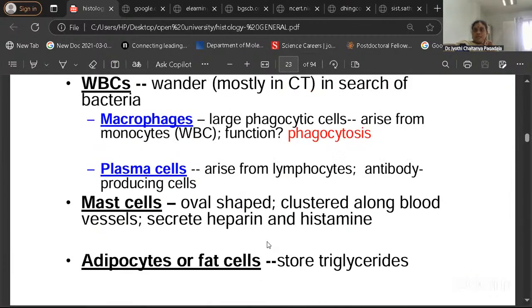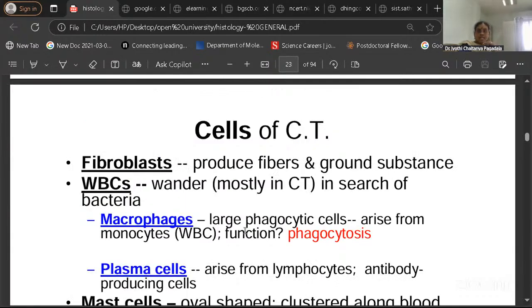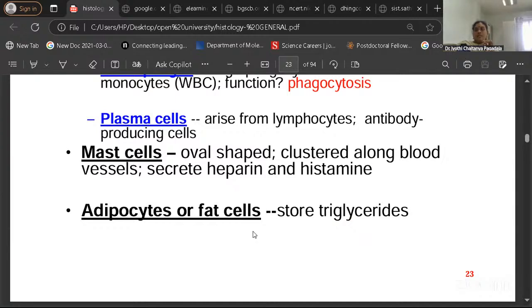Mast cells are oval-shaped cells clustered along blood vessels that secrete heparin and histamine. These two, heparin and histamine, are useful for converting fibrinogen into fibrin. So mast cells also come under the cells of connective tissue, which repair the wound. When coming to adipocytes or fat cells, the main function of adipocytes is to store triglyceride.